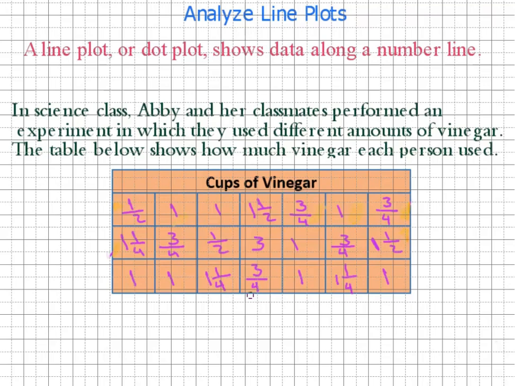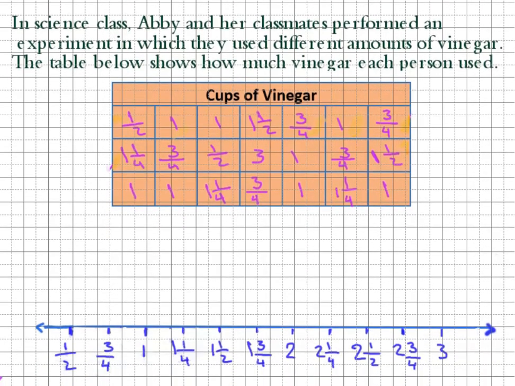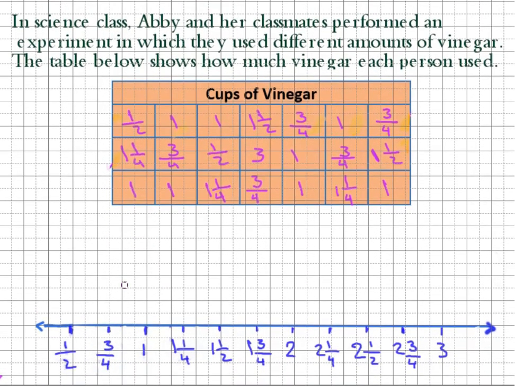Analyze line plots. A line plot or dot plot shows data along a number line using dots. In science class, Abby and her classmates performed an experiment in which they used different amounts of vinegar. The table below shows how much vinegar each person used. If we have this table of values, we can represent these values using dots.